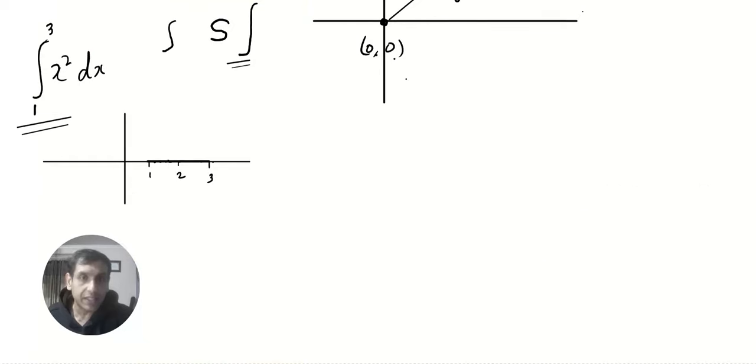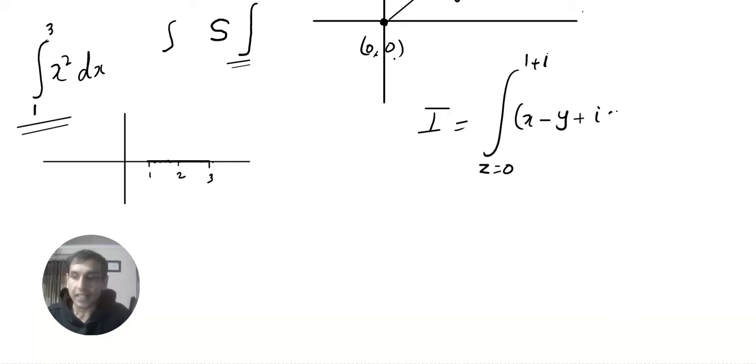I'll write this integral. So we have I equal to integral z equal to 0 to 1 plus i of x minus y plus i x squared dz. Now I'm going to convert everything into x. If you want, you can pause the video, try it. If you want, you can convert everything into y and try it. But the last answer should be the same.